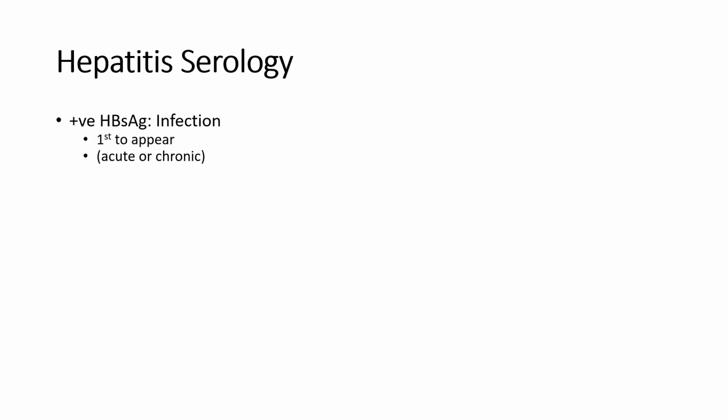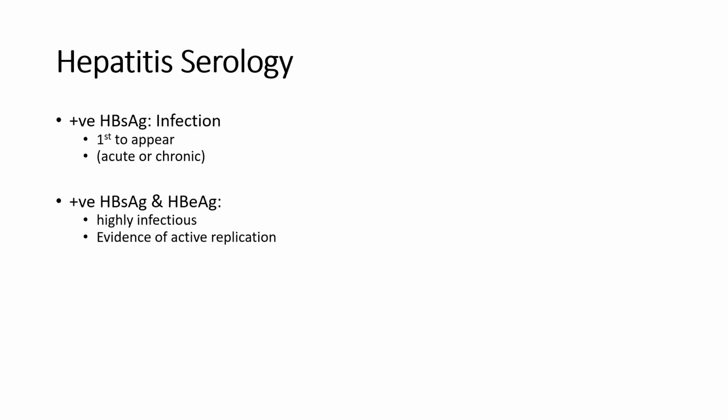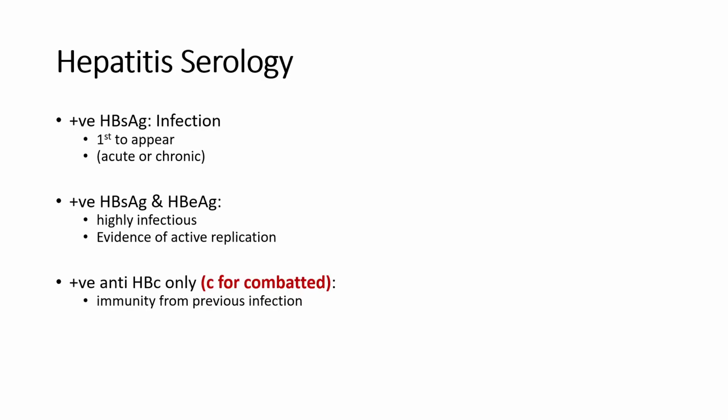This is another important high yield area, serologies. Now, everything starts with hepatitis B surface antigen. Once this is positive, it means there has been infection. Acute or chronic, there is infection. And if we have hepatitis B surface antigen with hepatitis B e antigen, look at the last three letters, EAG, eager to infect. So when you have hepatitis B surface antigen with hepatitis B e antigen, this person is highly infectious and it connotes active viral replication.